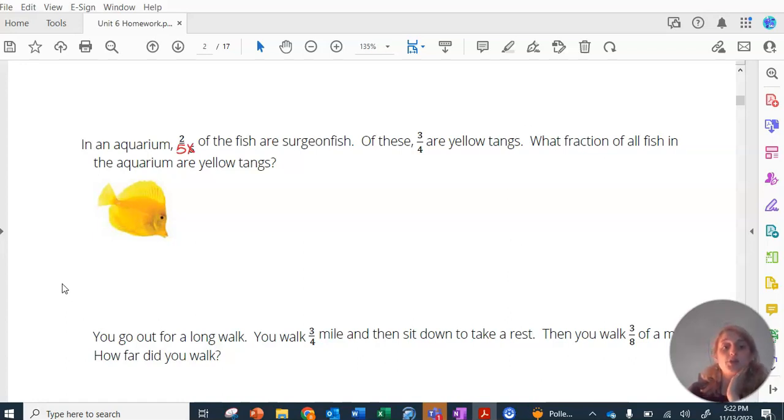In an aquarium, 2/5 of the fish are surgeon fish. Probably not real doctors. Surgeon fish. I'm pretty sure that's supposed to be sturgeon fish. I don't know much about fish.